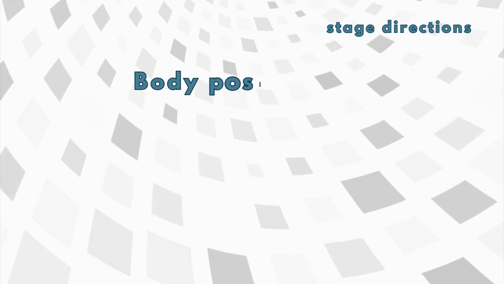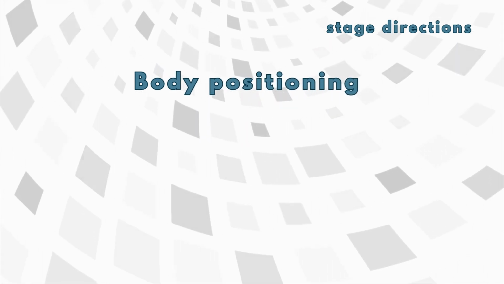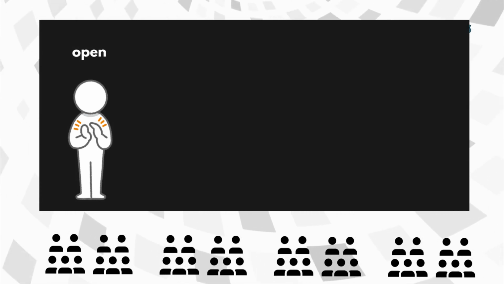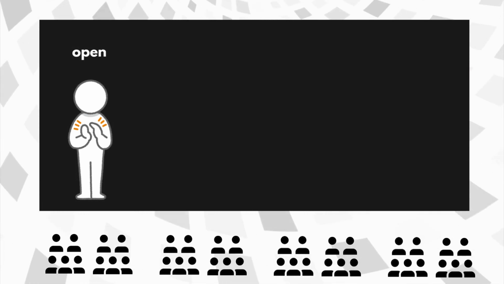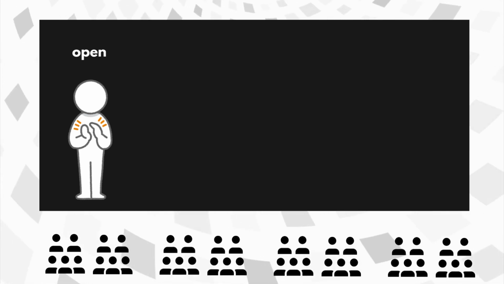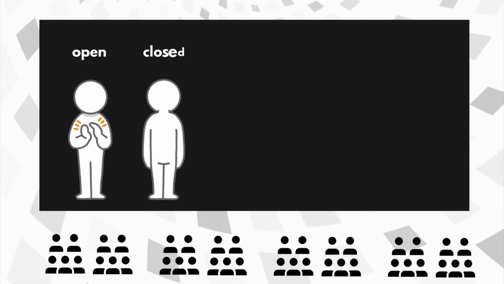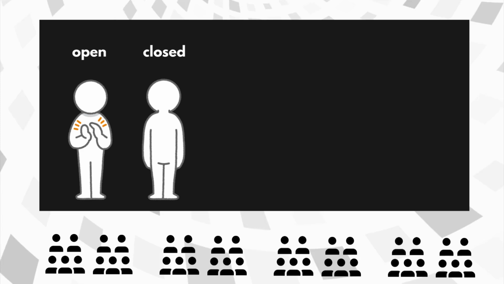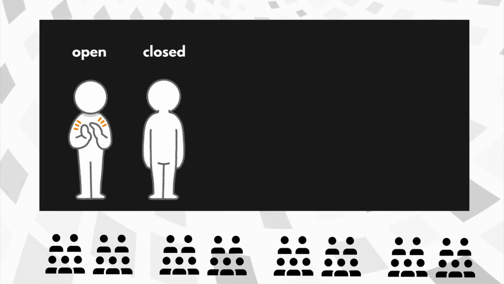Another important part of stage directions is body positioning. Actors need to think about how they're facing the audience. An open position means your body and face are turned toward the audience so they can see you clearly. A closed position is when your back is to the audience, which should only happen if it's absolutely necessary.